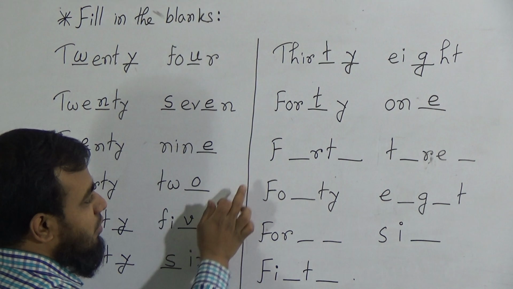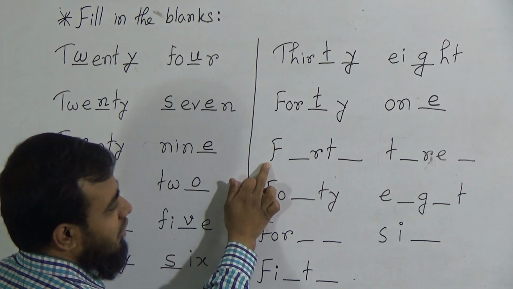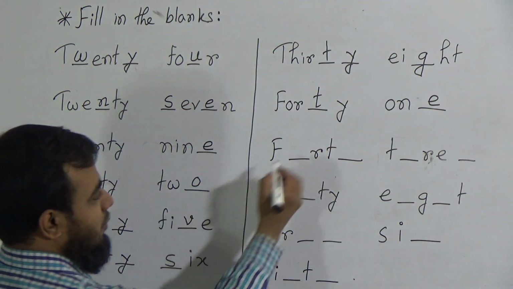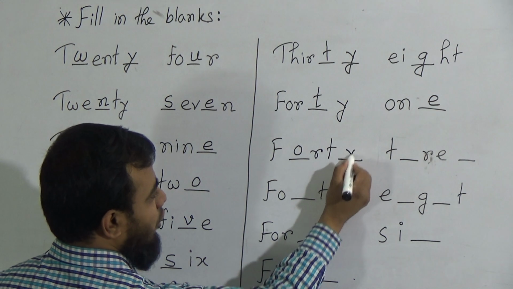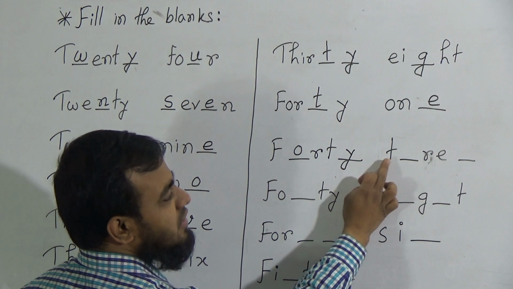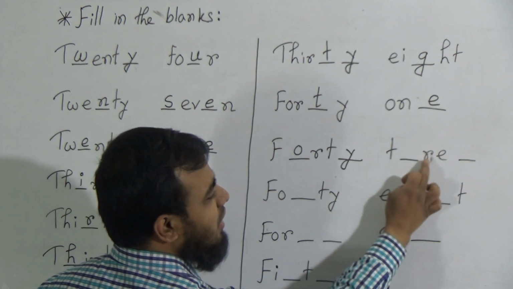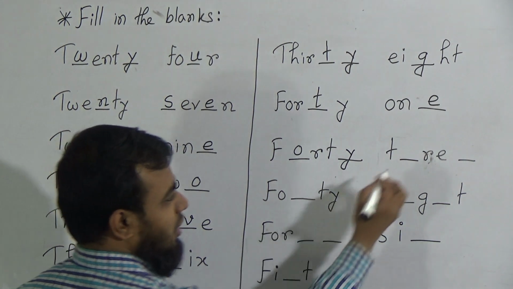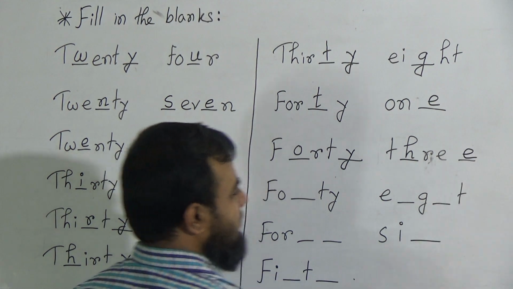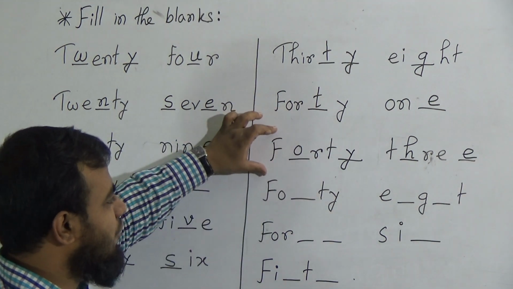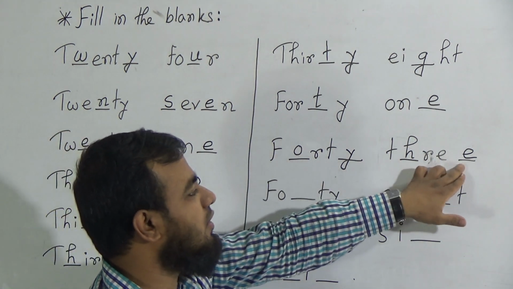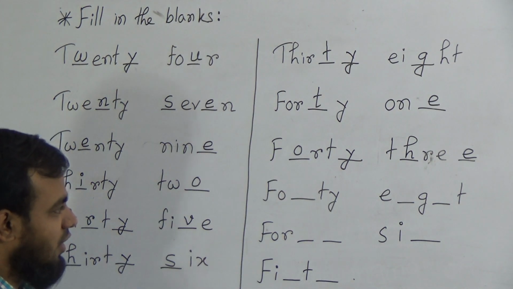Okay. The next blank again starts with F, that means it will be 40 again. F-O-R-T-Y, 40. Then it starts with T, that means it can be 3 or it can be 10, but it will be 3, right? T-H-R-E-E, 3. So we should write H in the second blank, then the third blank with E. So this word will be 43, F-O-R-T-Y, T-H-R-E-E, 43.